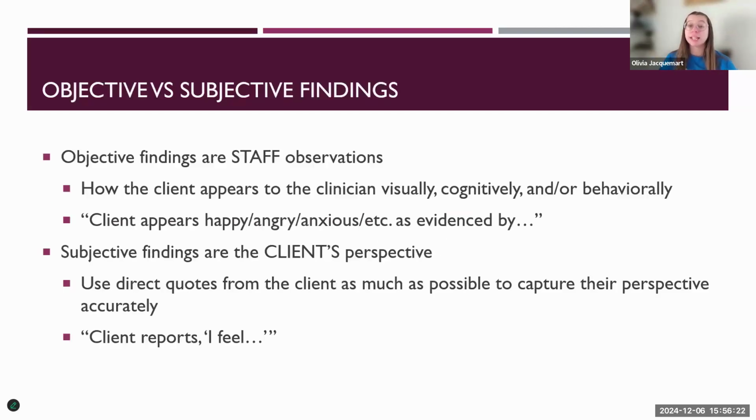So I know we have talked about objective findings and subjective language. So this is what we mean by those items. Objective findings are staff observations. So how the client appears to the clinician visually, cognitively, and or behaviorally. The client appears happy, angry, etc., as evidenced by. And then subjective findings are the client's perspectives. So using direct reports and direct quotes from the client as much as possible to capture their perspective accurately. Literally saying, the client reports, I feel happy, I feel angry, etc.